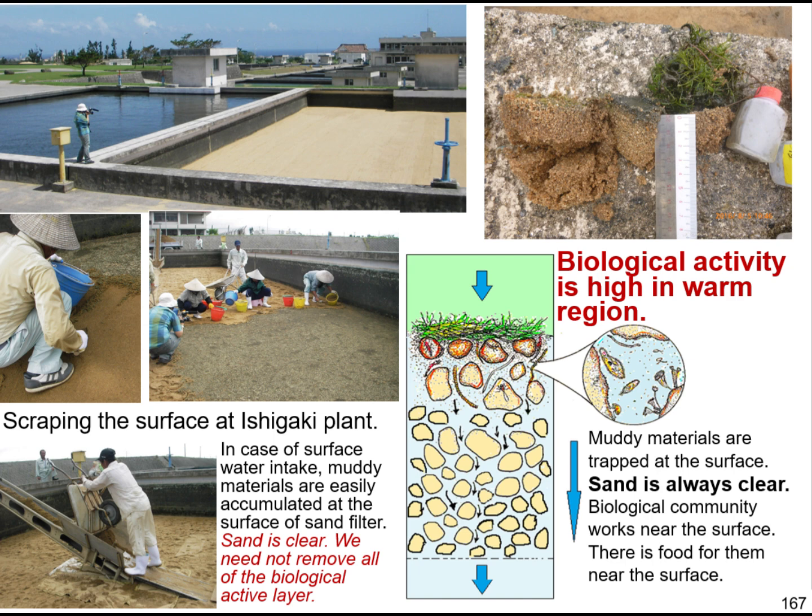In the case of surface water intake, muddy materials easily accumulate at the surface of the sand filter. Sand is clear. We need not remove all of the biologically active layer. Biological activity is high in a warm region. Muddy materials are trapped at the surface. Sand is always clear. The biological community works near the surface. There is food for them near the surface.